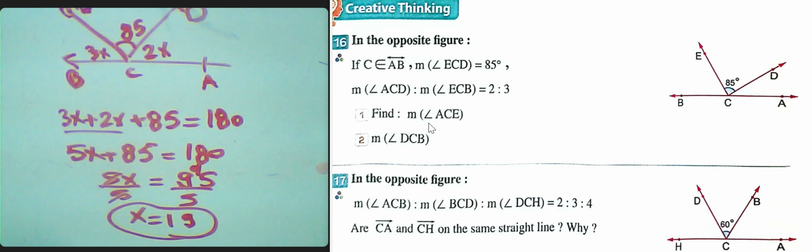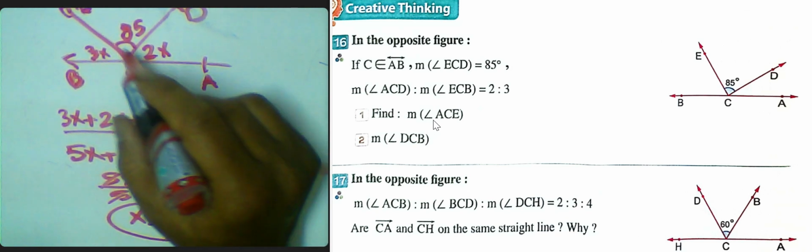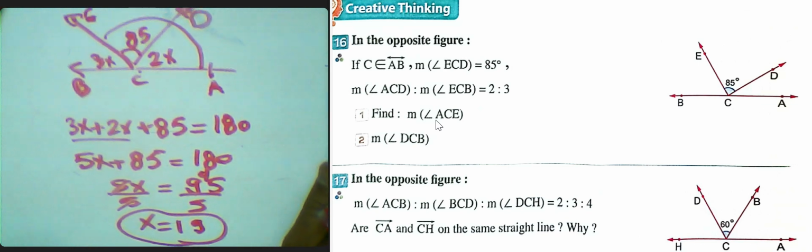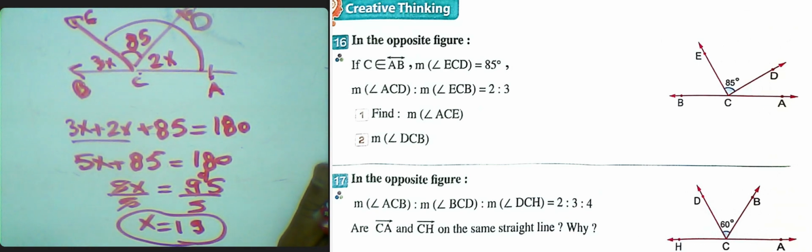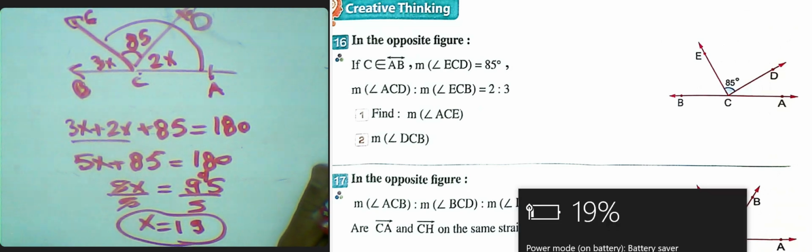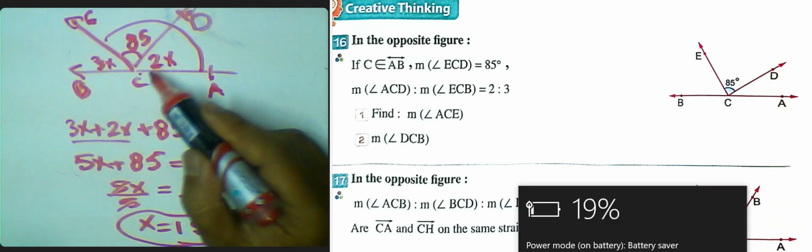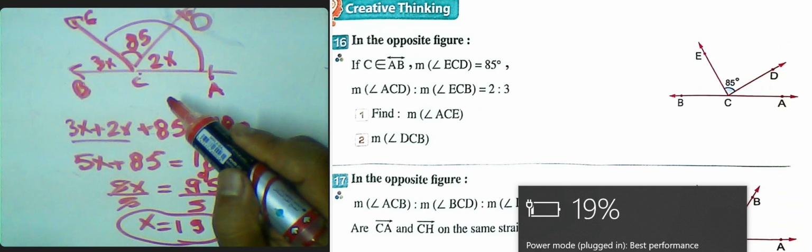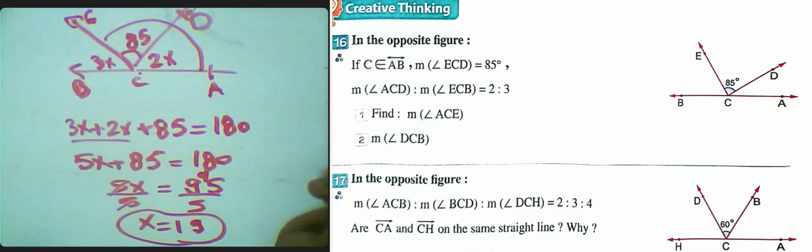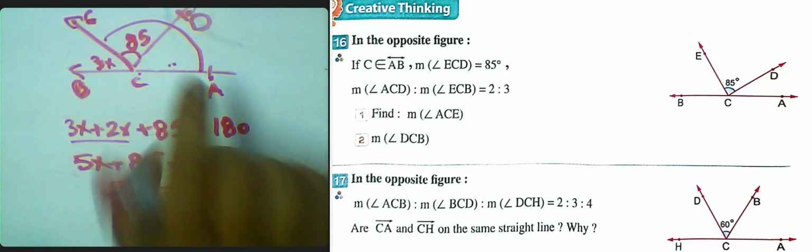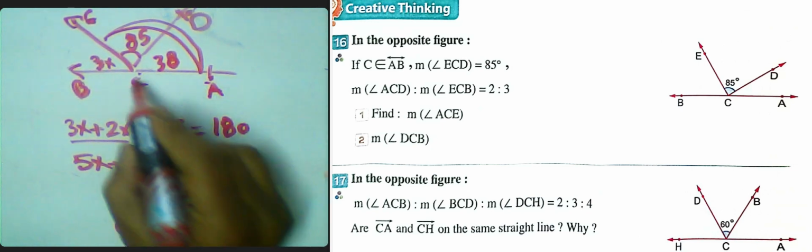He wants to find the measure of angle ACE. ACE is this angle. To find the measure of this angle, you must add 85 plus twice 19. 2 times 19 equals 38. Then the measure of angle ACE equals 38 plus 85.